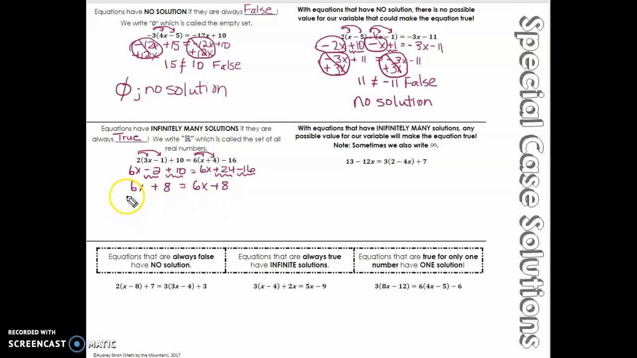Then I need to isolate the variable. I'm going to subtract 6x from the left side and subtract 6x from the right side. And you'll notice, just like the no solution, they both cancel out. But this time I'm left with 8 equals 8, which is a true statement. And since it's a true statement, that's what makes it infinitely many solutions. So for that real number symbol, I have 2 lines and then I make an R. That's the set of all real numbers. Or I can write infinitely many solutions.